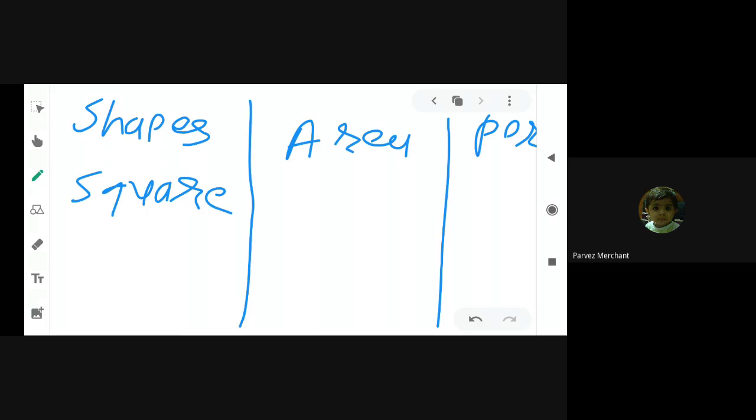What is the area of square? Area of square is a square. What is the area of square? A square, right.